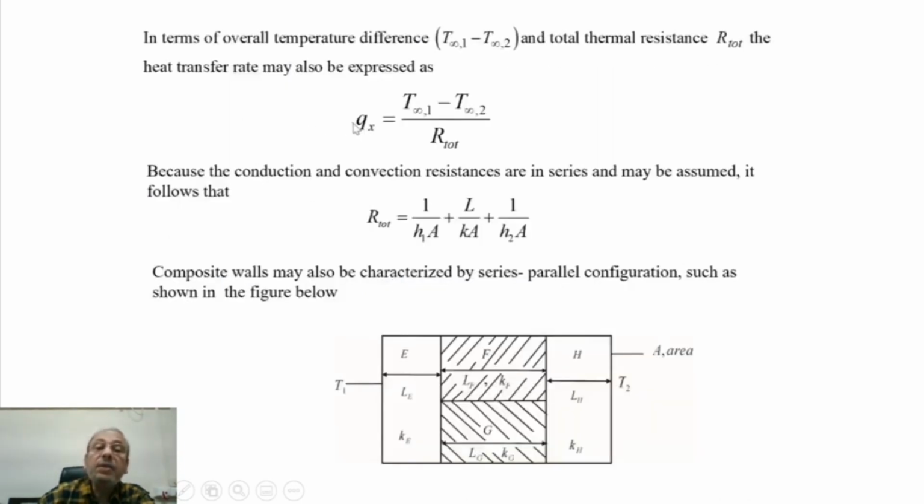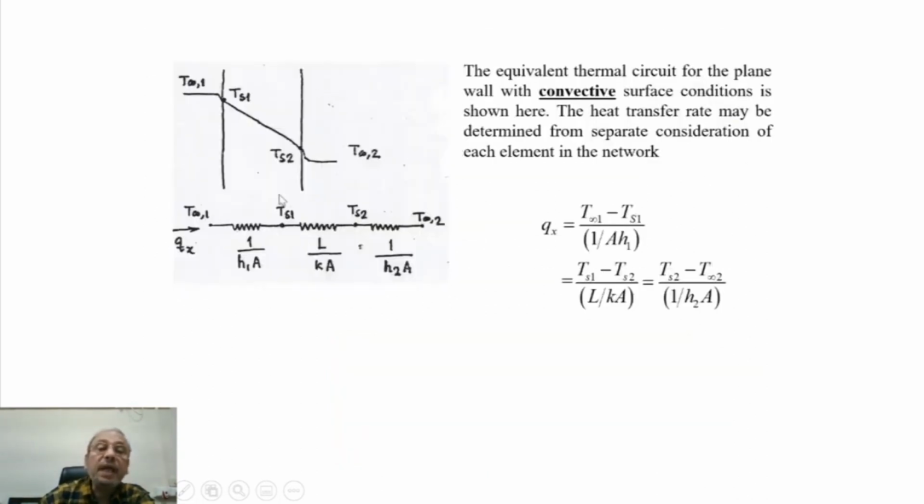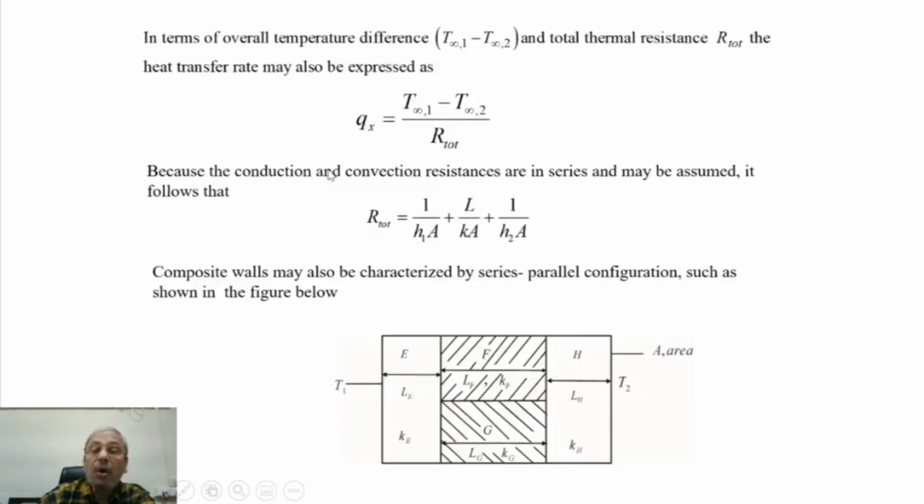So we can write Qx equal to T infinity 1 minus T infinity 2 divided by total resistance, whereas total resistance is given by 1 by h1A plus L by kA, thermal conductivity k, plus 1 by h2A. h2 is the film heat transfer coefficient of the right surface, on the right side. So now this is becoming the R total.